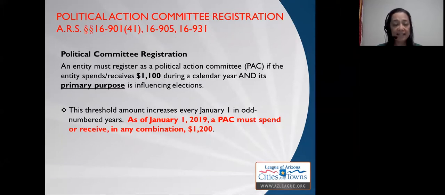So that was for candidates, and this is for the political committees. Any entity has to register as a committee if they spend $1,100 during a calendar year and its primary purpose is influencing elections. And just as a reminder, this threshold of $1,100 goes up every other year. So as of January 1, 2019, it'll actually go up to $1,200.